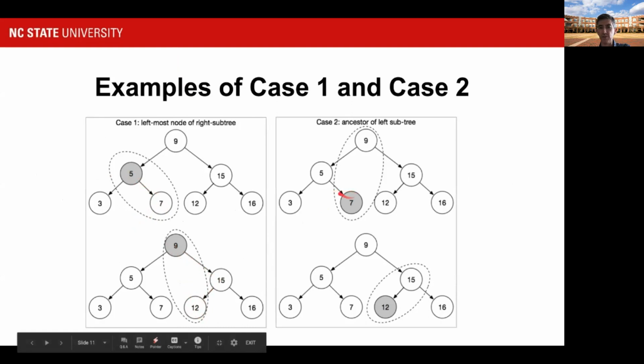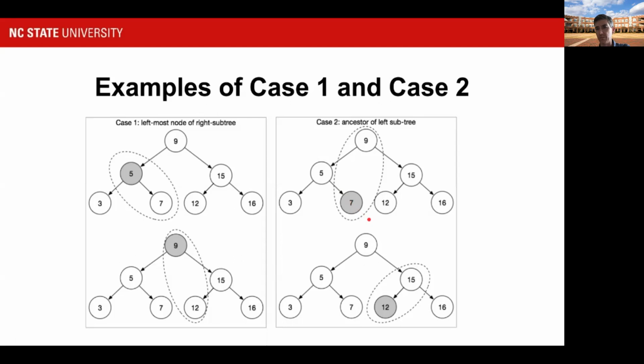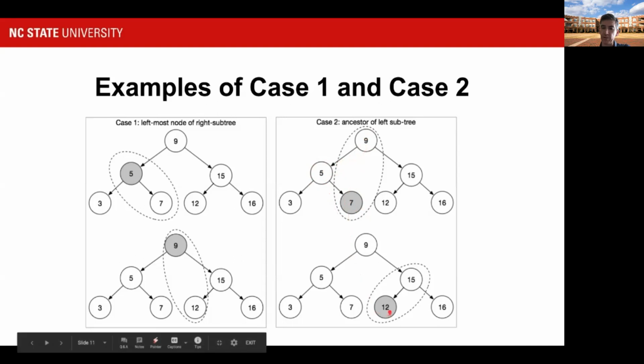An example of case 2 is over here. When we look at node 7 and we want to know its successor, it has nothing in its right subtree. That means that if it has a greater node somewhere, it has to be above it. And so we go up and we go up, and eventually we find 9, and we see that 7 is to the left of 9, and that means 9 has to be bigger, and so 9 would be the successor. It's the first ancestor we reach that's bigger than 7. Likewise over here, 12 has no right subtree, and when we go up, we'll find 15.